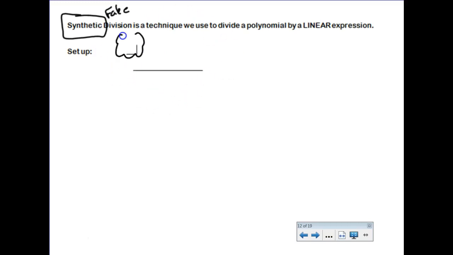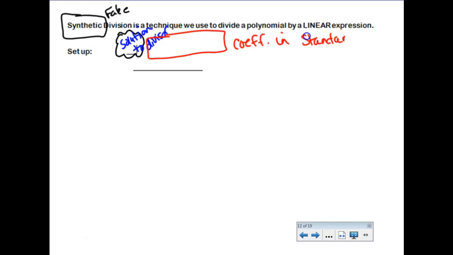What goes inside of this little half box here is the solution to the divisor. So that thing that we're dividing by, if I was to find its solution, that's what goes in the box. And then off to the side of the box here, we're going to line up our coefficients, and it has to be in standard form order.